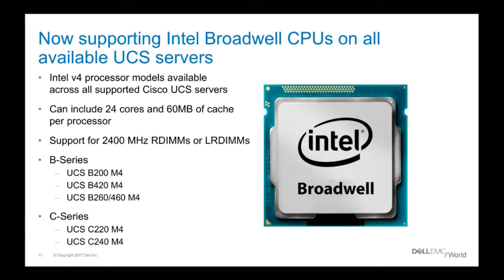Now within the compute offering, we support both B-series blades and C-series rack mount servers. For the B-series, we've introduced the B200 M4, the B420 M4, and the B260 and 460 M4. The B200 M4 and the B420 M4 are both based upon the new V4 chips at the E5 or 2600 series Intel processors. And the B260 460 is focused on the E7 chipset, which is the 8800 series or the 4800 series. On the C-series side, we introduced the C220 M4 and also the C240 M4. And both of those are based upon the E5 chipset.